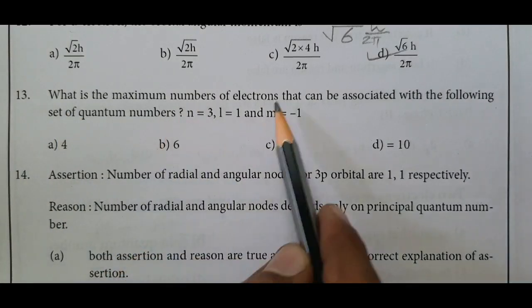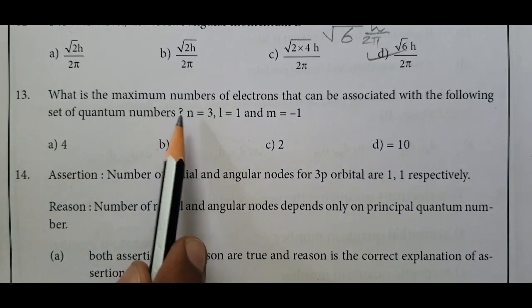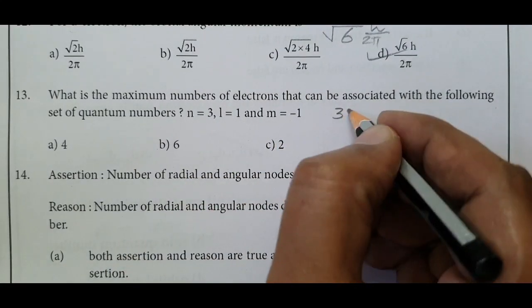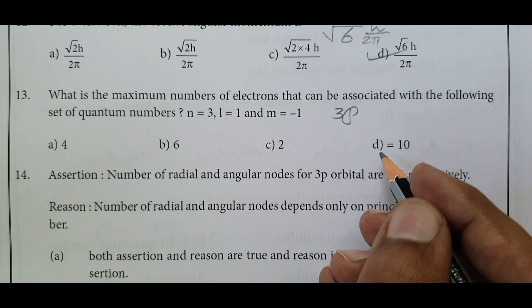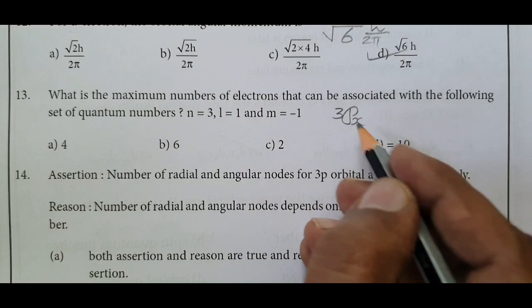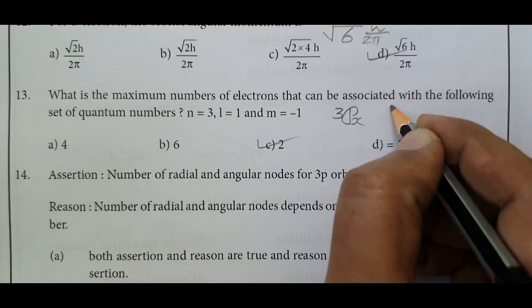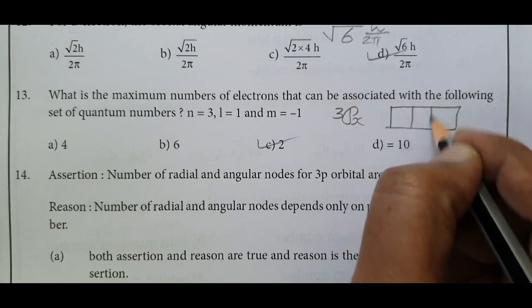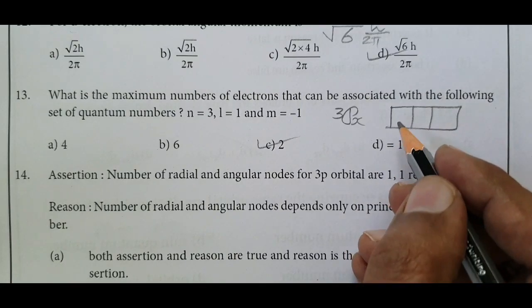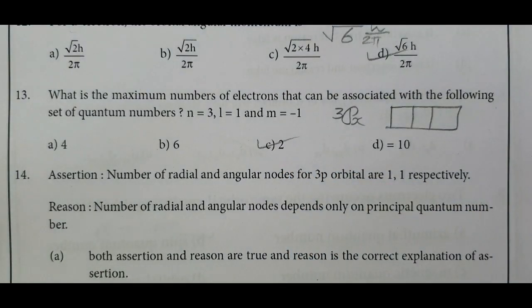What is the maximum number of electrons that can be associated with the following set of quantum numbers? n equal to 3 means third shell, l equal to 1 means p orbital, m equal to minus 1 means px or py. In px, a maximum of 2 electrons can be accommodated. For p overall it means 6 electrons, but there are 3 orientations px, py, pz. For each orbital, the maximum number of electrons accommodated is 2. So the answer is 13. C is the correct answer.